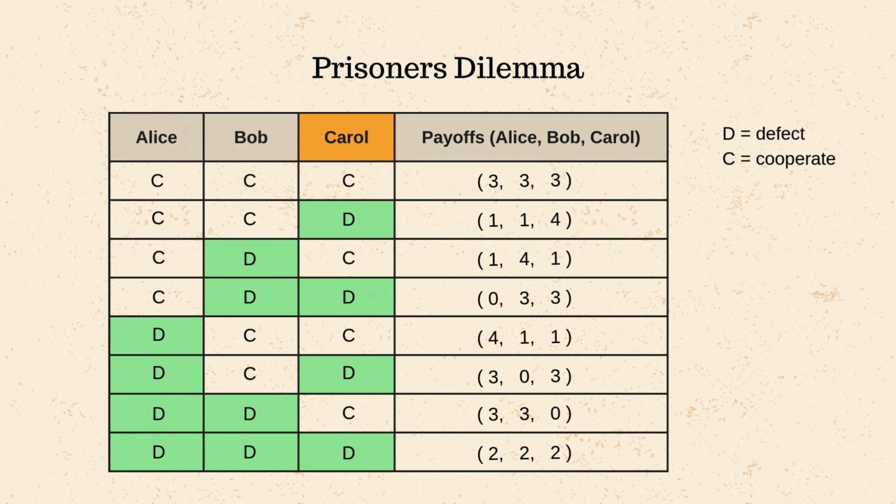To identify the Nash equilibria, we just need to look for the combination that is preferred by all players, which is this one, where all players defect. That is the only pure Nash equilibrium. We see that though this combination, where all players cooperate, produces the best outcomes for all players, it is highly unlikely to happen, because all players have an incentive to defect.